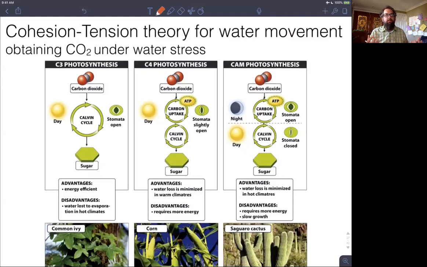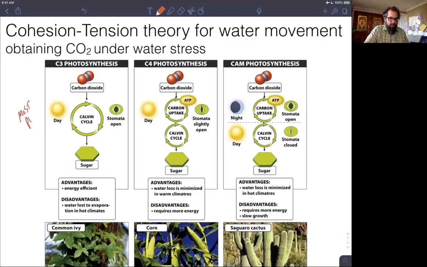There are three different types of photosynthesis that we see in plants: C3 photosynthesis, C4 photosynthesis, and CAM photosynthesis. The majority of plants, most plants, do C3 photosynthesis. So this is our standard photosynthesis that we talk about. Just briefly, it's shown graphically here. You have carbon dioxide in the environment. The stomata are open during the day when the sun is shining to provide that energy input for photosynthesis to occur.